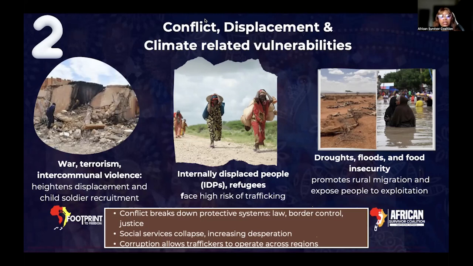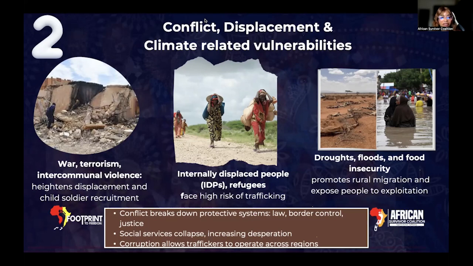Also, in instances of war and terrorism, there would be a collapse of social services. In many conflict zones, basic services like schools and clinics would have to shut down. And without education or healthcare, families are forced to make impossible choices.